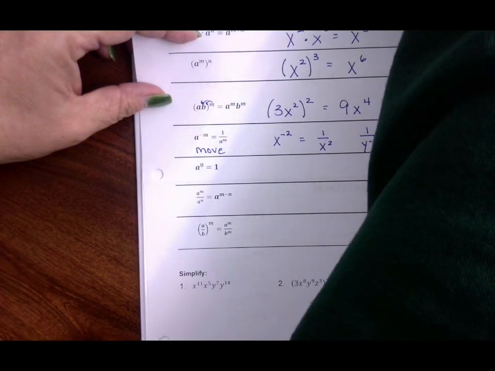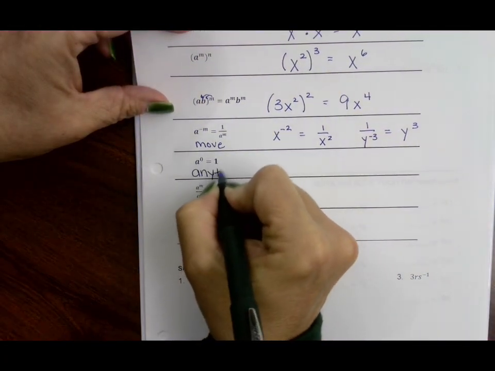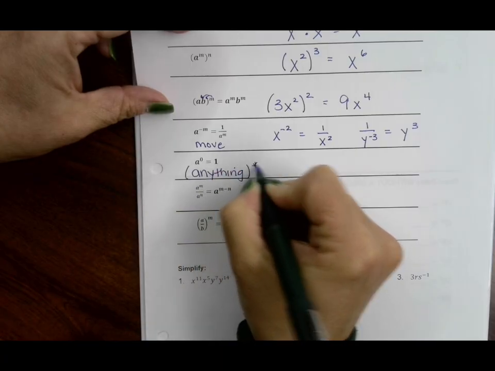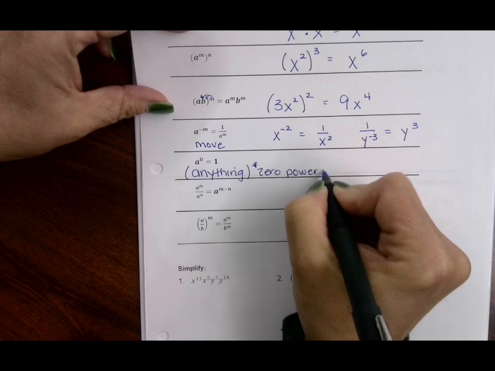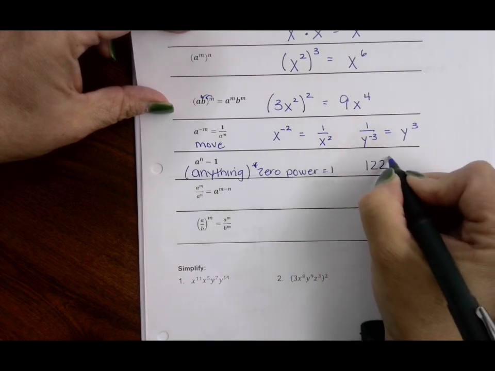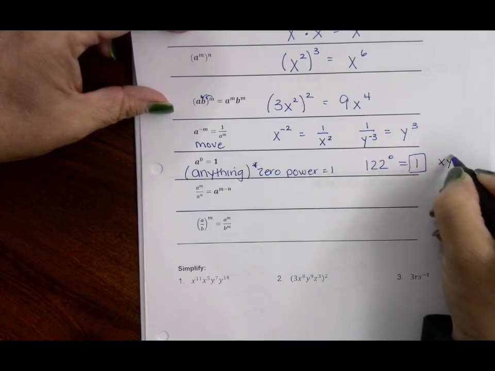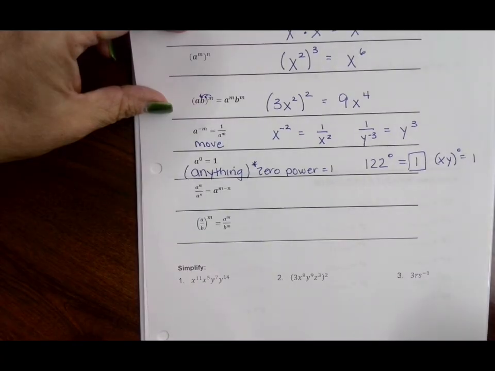This next one is anything. It doesn't matter if it's a number or a variable, anything to the 0 power equals 1. So if I have 122 to the 0 power, this still equals 1. If I have xy to the 0 power, this whole thing equals 1.